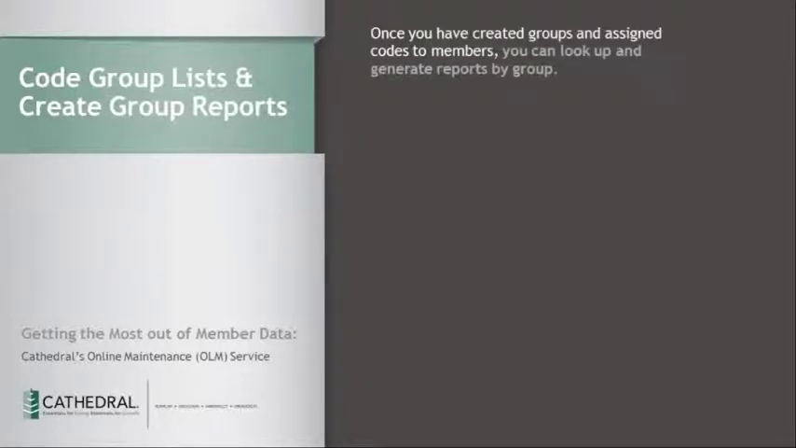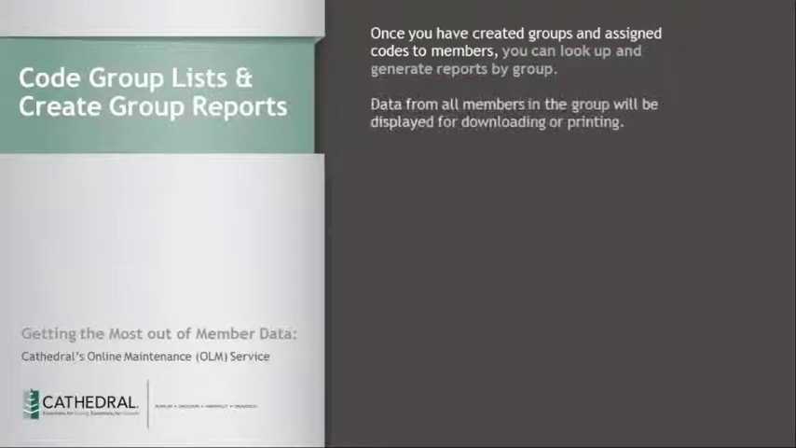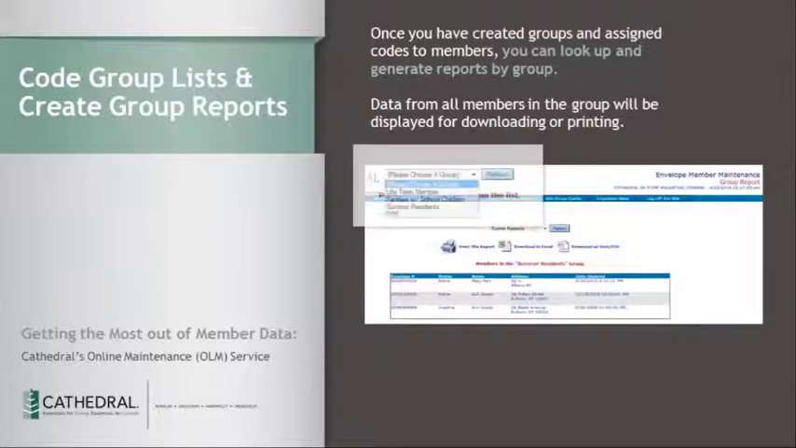So once you have created these groups and then you've assigned the group codes to your members, you can then look up and generate reports by group. To do this, you simply go to that View Download Reports tab that we've talked about on the blue toolbar, and then you select the group report. From there, you'll choose a group that you would like to create a listing for and click Refresh. Your group will then show up on the screen.